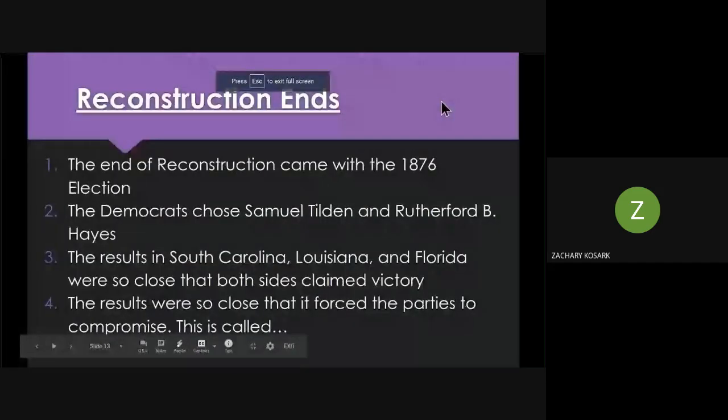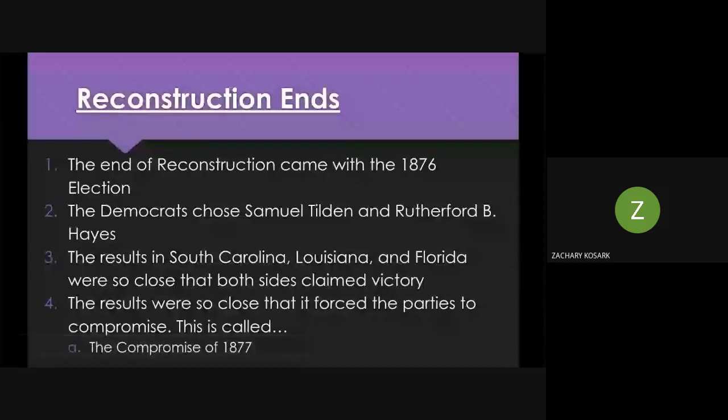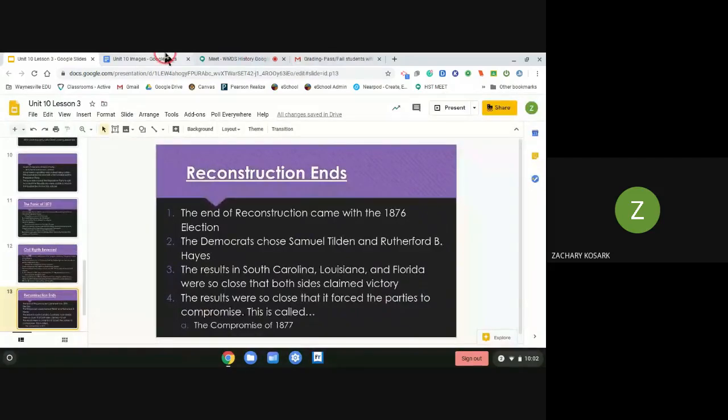So the end of Reconstruction came in 1876. The Democrats chose Samuel Tilden and Rutherford B. Hayes ran against each other. The results are very disputed. The results in South Carolina, Louisiana, and Florida were so close that both sides claimed victory. The results were so close that it forced the parties to compromise, and this is called the Compromise of 1877.